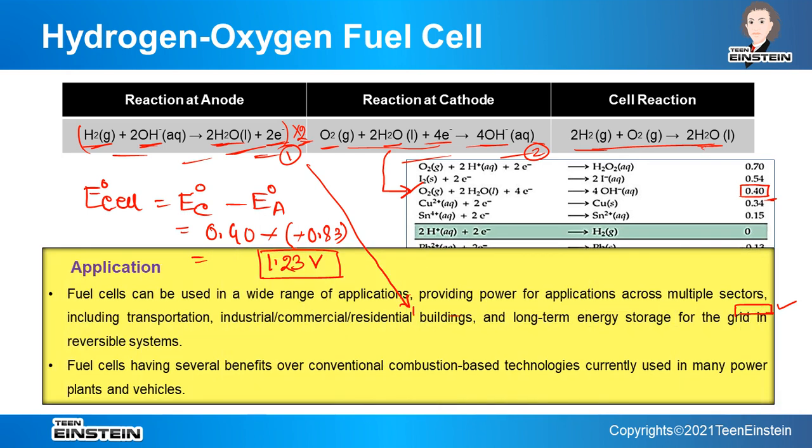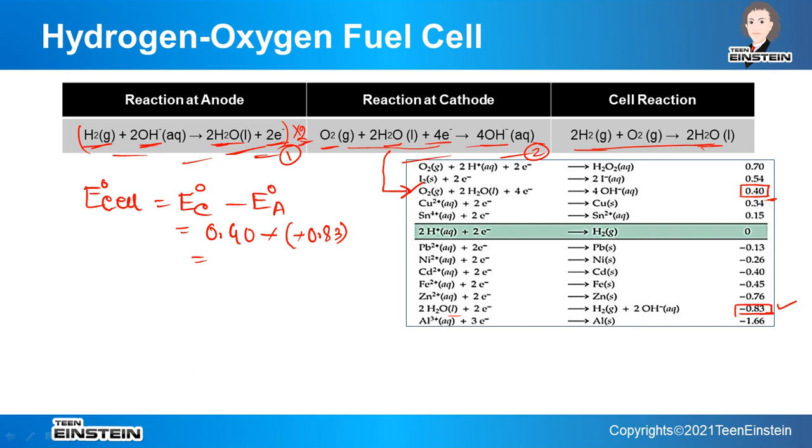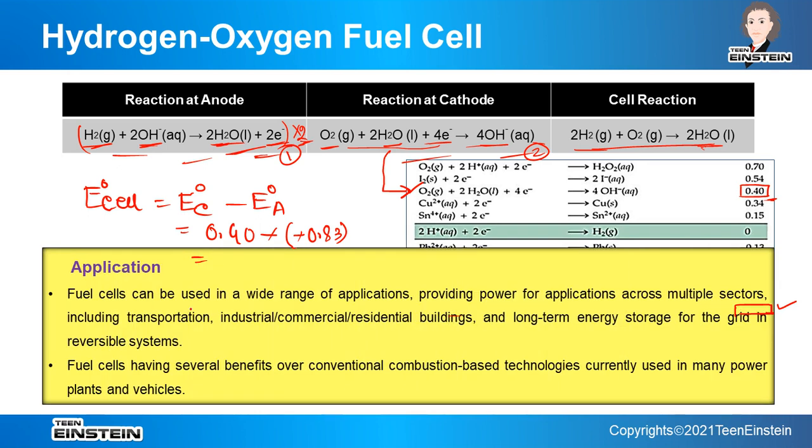Now we will see some applications. Fuel cells can be used in a wide range of applications. So power for applications across multiple sectors like transportation, automobiles, industrial, commercial, residential buildings. So household purpose will also be served. Long-term energy storage for the grid in reversible system. Fuel cells have several benefits over conventional combustion-based technologies. Combustion-based technologies means we are talking about power plants. So it has several benefits over this conventional traditional method. That is why it is so important, and research is going on in this fuel cell. So maybe in future we can get some more benefits from these fuel cells.